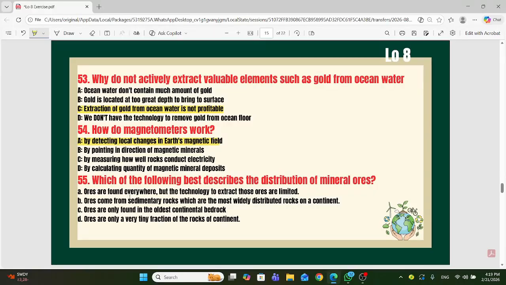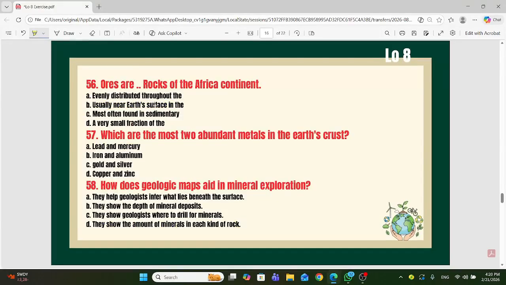Which of the following describes the distribution of mineral ores? Ores are only a very tiny fraction of rocks of the continent. Ores are not rocks of Africa, a small fraction of the rocks of Africa. Which are the two most abundant metals? The iron and aluminum.